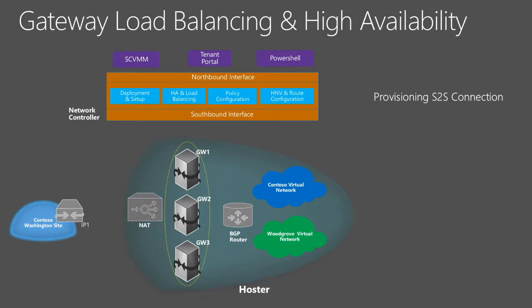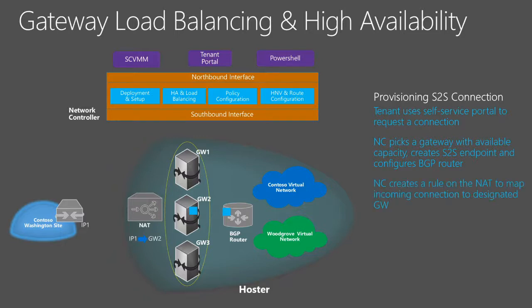So let's look at how the provisioning of a site-to-site connection works. It starts with a request coming from the tenant portal where the tenant says, I want site-to-site, here is the capacity. The network controller knows the available capacity on all the M gateways. It picks the gateway that has the right capacity and provisions the endpoint on that gateway, and it also configures the required routing policies on the route reflector, which is the BGP router. In addition to that, it also provisions a NAT.